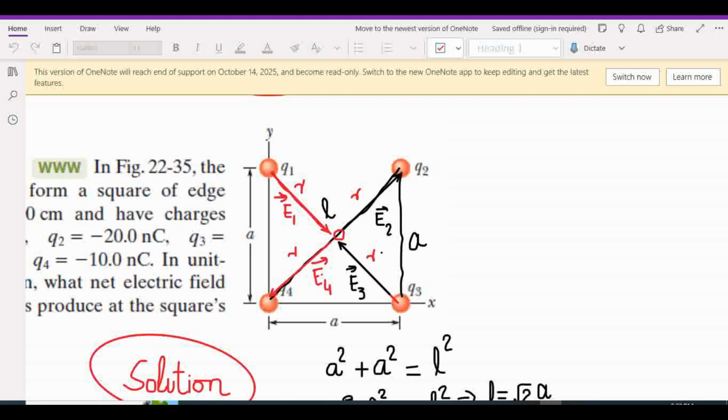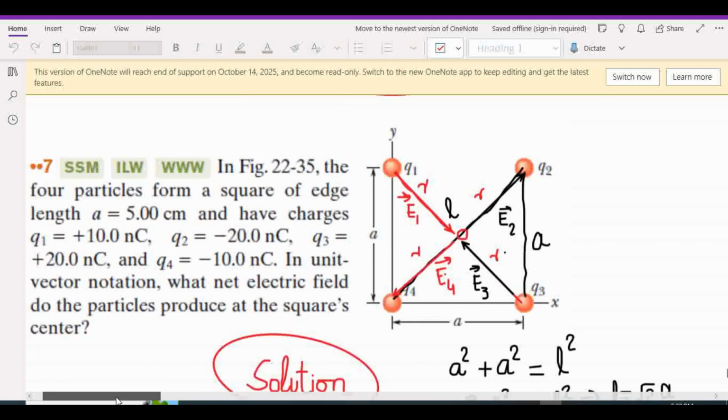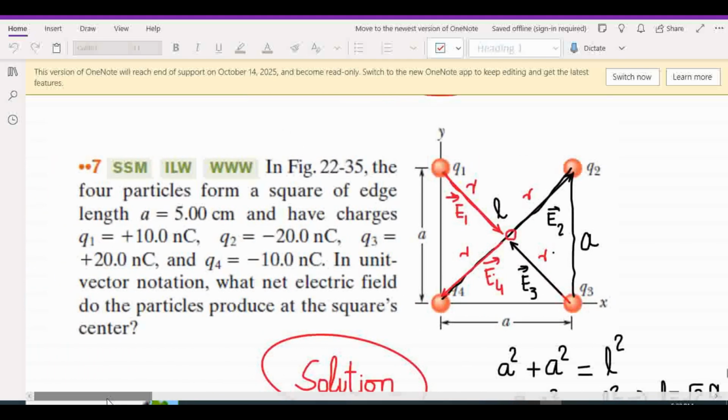Today we have to solve problem number 7 from chapter number 22 of Halliday, Resnick and Walker, Fundamentals of Physics, 10th edition. The video is only for educational purposes, it is not for any commercial use.